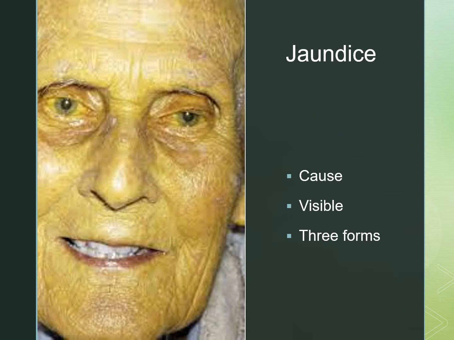There are 3 forms of jaundice. We can have hemolytic jaundice, which is caused by an excessive destruction of the red blood cells. Hepatocellular jaundice, which is caused by liver disease. And obstructive jaundice, which is blockage of the bile between the liver and the intestinal tract.